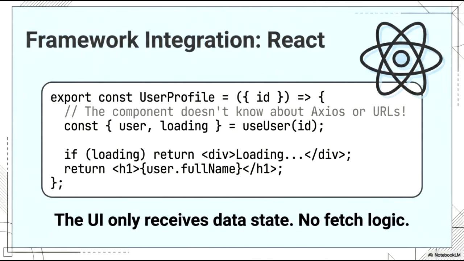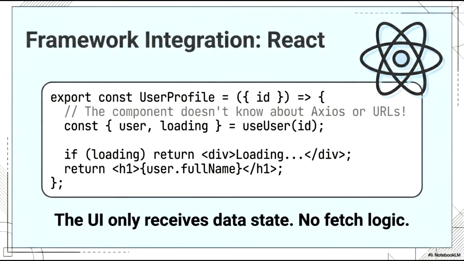In this slide, we're looking at an example of framework integration with React, focusing on how we can maintain a clean separation of concerns. The code demonstrates a user profile component that utilizes a custom hook called useUser. By abstracting the data fetching into this hook, the component itself remains completely agnostic of the underlying implementation details, such as Axios or specific API endpoints.